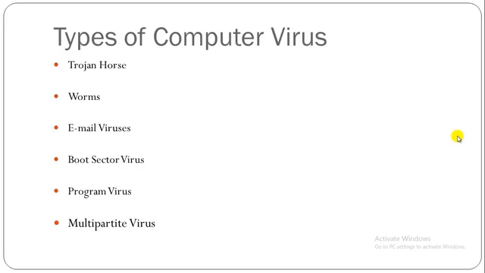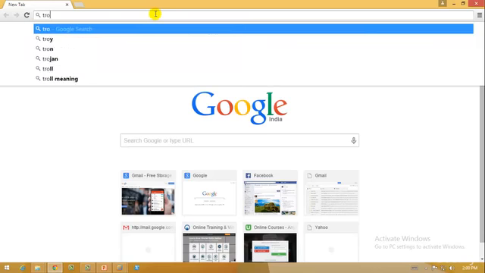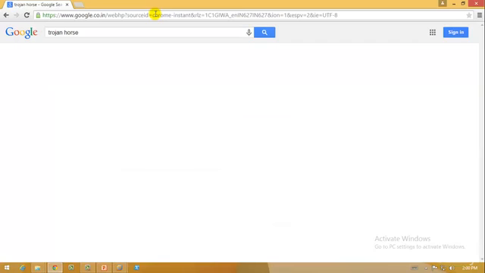So these are the types of computer viruses. The first one would be the Trojan horse. Trojan horse is mostly famous from Troy, in Greek history. I'll just go ahead and show you something. I'll open Google and show you Trojan horse, and why it is named Trojan horse.